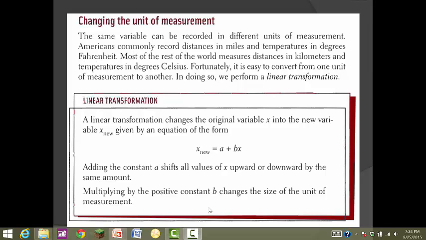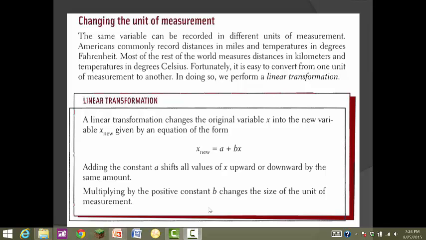Hello AP Stats students. This section of our Chapter 1 text involves changing the unit of measurement. If, for instance, we have a whole bunch of different Celsius values and we want to change them to Fahrenheit, do we have to go through and change everything, or can we change those things that identify our measures of spread, or maybe our measures of center, like mean and median?